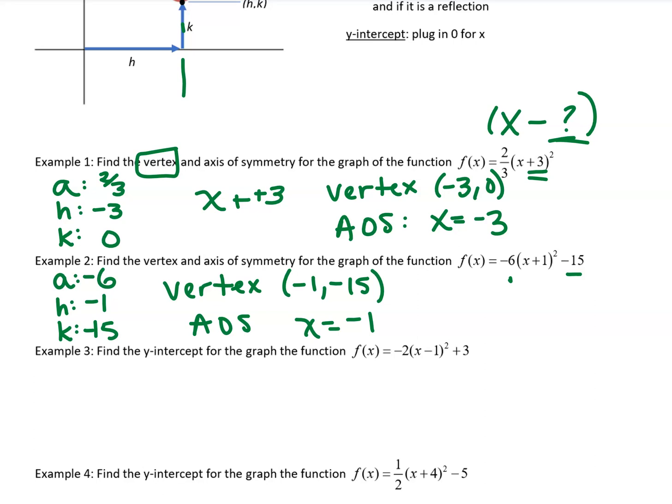No. How do we know that for the vertex you have to use H and K? It's just part of the formula for vertex form.